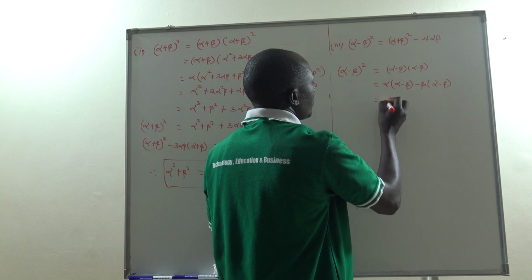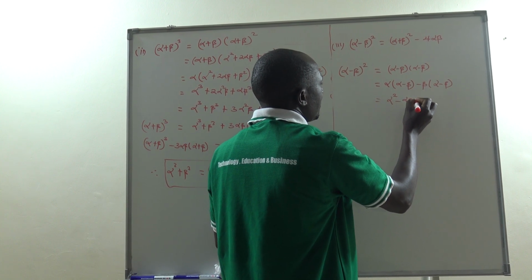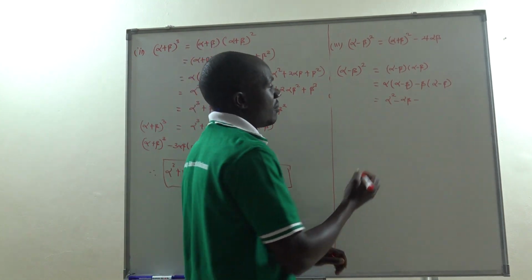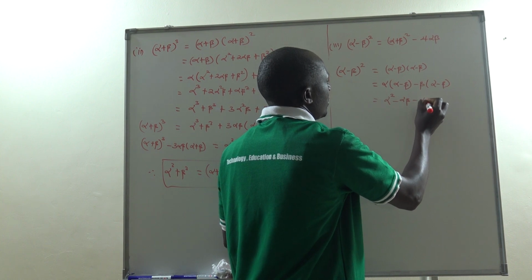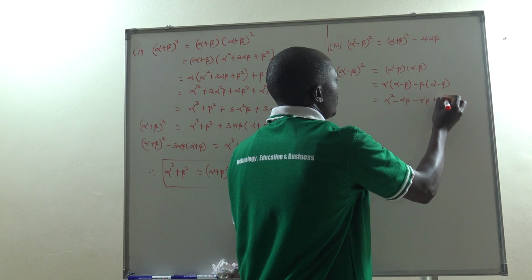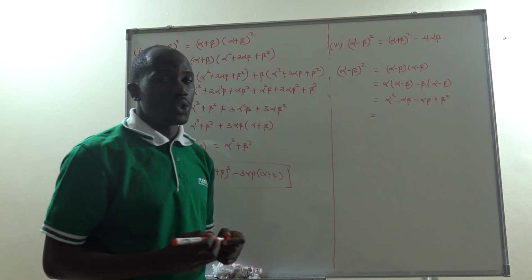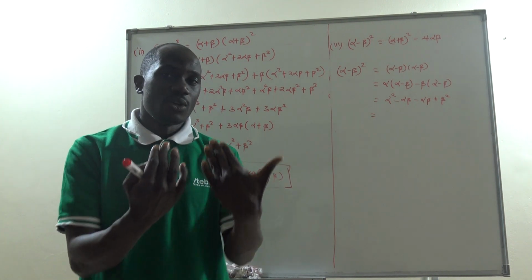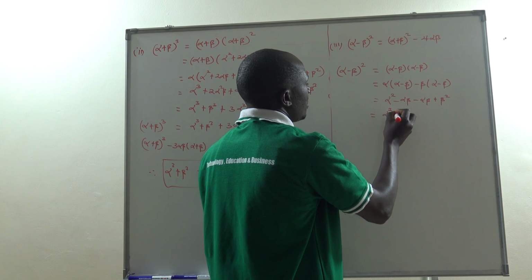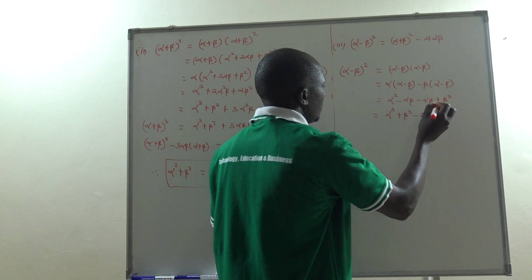Alpha times alpha, alpha squared. Alpha times beta, minus alpha beta. Again minus beta times alpha, we are coming out with minus alpha beta. A negative times a negative becomes plus beta squared. So we collect like terms, those ones with a square, we bring them close. So what is it going to be? It's going to be alpha squared plus beta squared minus 2 alpha beta.